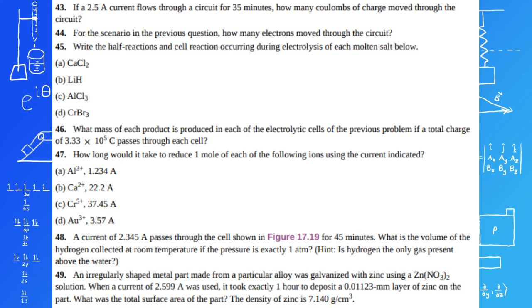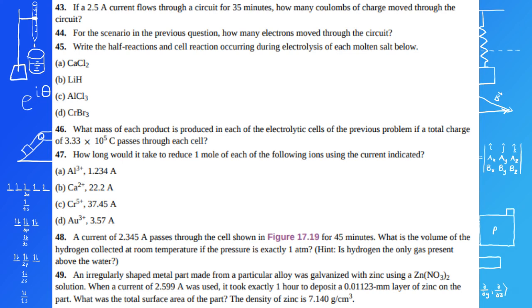Write the half reactions and cell reaction occurring during electrolysis of each molten salt below. Calcium ion turns into calcium solid. Chloride ion turns into chlorine gas. Combine the half reactions into an overall reaction. Nothing too hard, not too different from what we did with electrochemical, voltaic, galvanic cells. Okay, so skip 45.